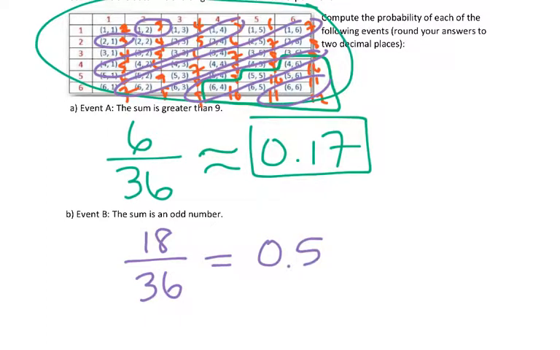Now you're wondering why it's exactly a half. Well, it's because when you roll and you're looking at the sums, the greatest sum you can have is a 12. Half of the numbers from 2 to 12 are going to be odd, right? So the probability of the sum being an odd number is a half.